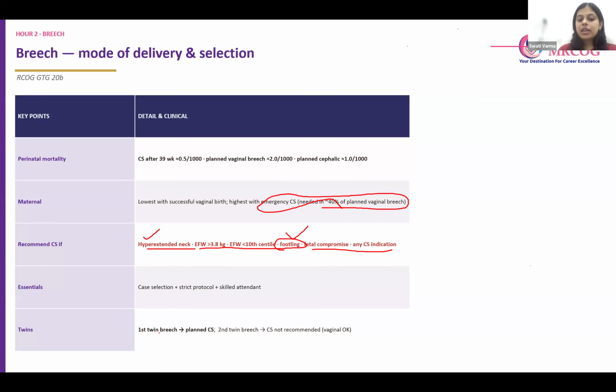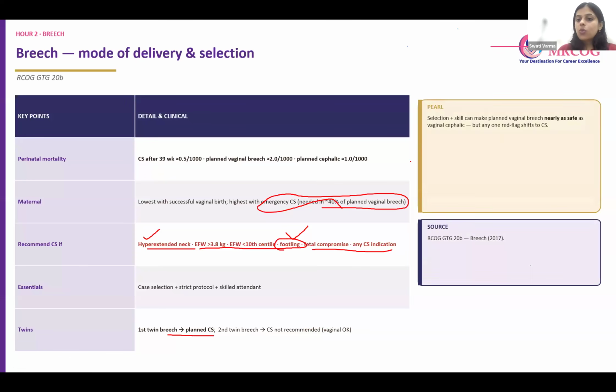In twins, if the first twin is breech, prefer planned cesarean section. In second twin breech, cesarean as such is not recommended, vaginal birth is okay. Now, pearl point: selection plus skill can make planned vaginal breech nearly as safe as vaginal cephalic birth, but any red flag sign, don't take risk, shift to cesarean section.